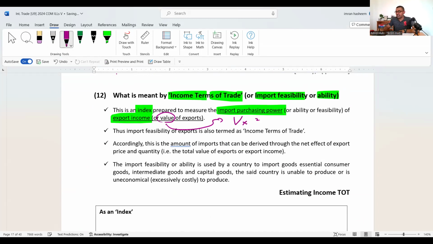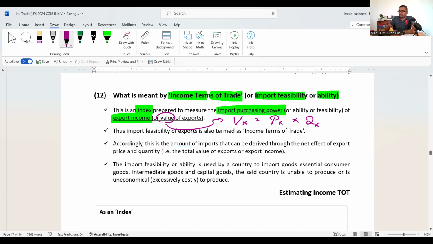Value. Export value is export price multiplied by export quantity. Is that clear? So this is more comprehensive. Now we are taking value. Then it says, thus, import feasibility of exports is also termed as income.